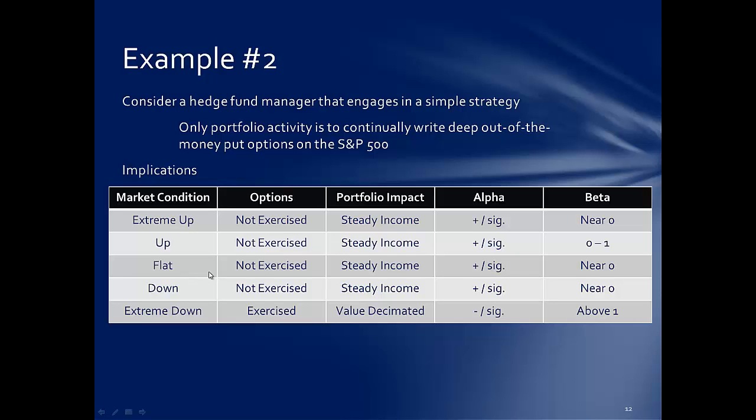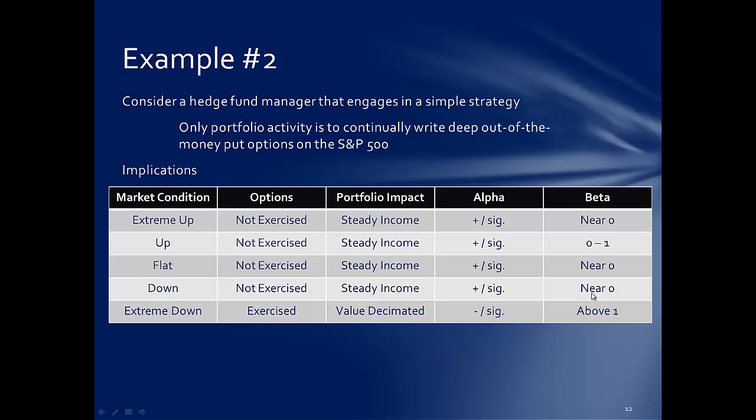If the market is flat, again, options not exercised, you're getting steady income. You're going to get a positive and significant alpha and a beta near zero because you're not having any correlation with what's happening in the market. And the same would hold if the market is down. If the market is down, you're just going to have this steady stream of income. The options aren't exercised, positive and significant alpha, and a near zero beta.